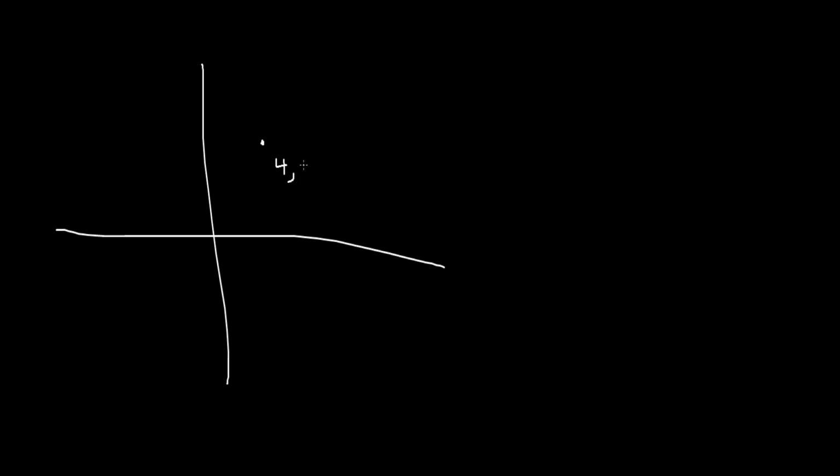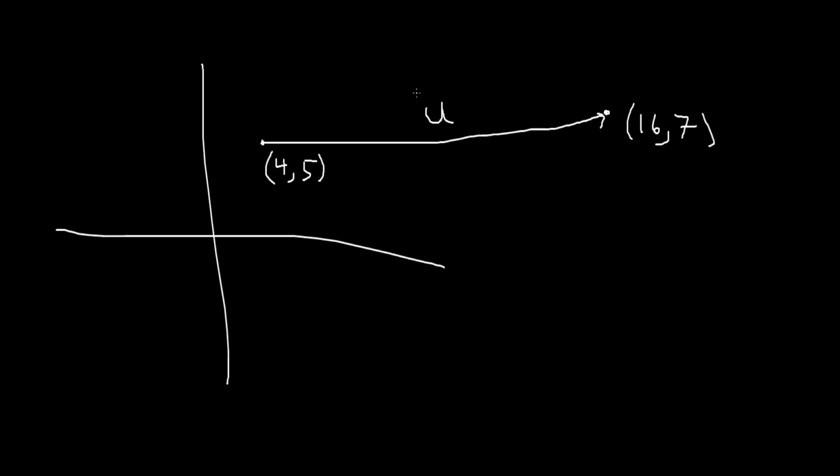Let's say we're at the point 4, 5, and we want to move way over here to the point 16, 7. Okay, so there is a straight line that runs from here to here. We're going to call this one u. So this is the vector u, and we need to describe the motion that the vector u is putting us through.